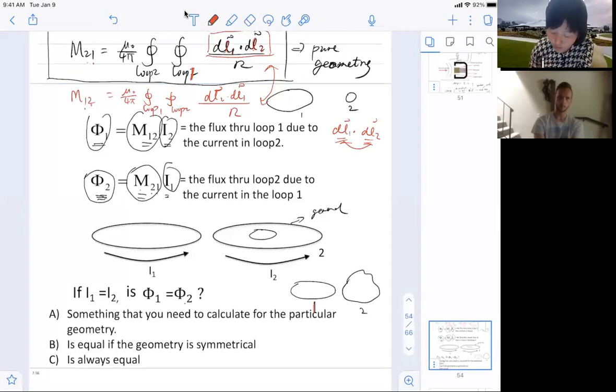In this case, we can think, okay, well, if one is regular, the B field produced here is different, but the flux also depends on the shape of two. So the shape of two is also taken into account, right? If it's the flux the other way around, then the shape of two will affect the B field and the shape of one will affect the flux. So one and two will both affect how the mutual inductance works. So it is always equal. C is correct.